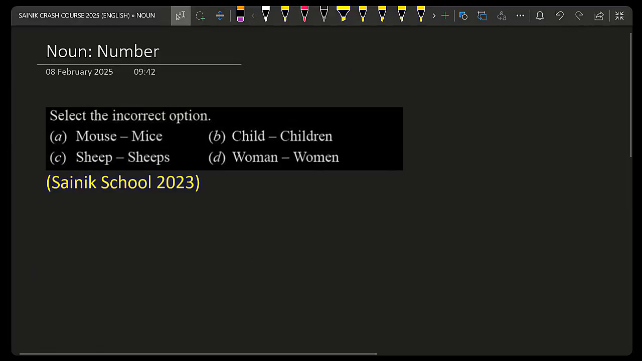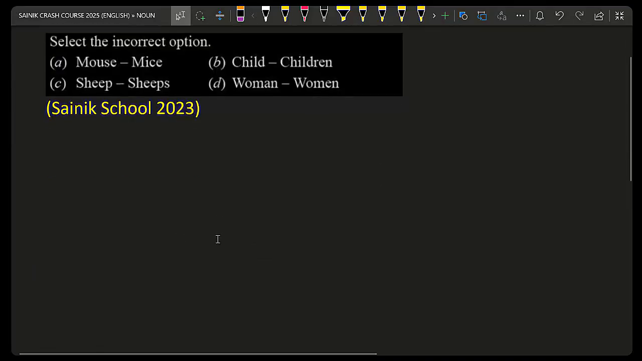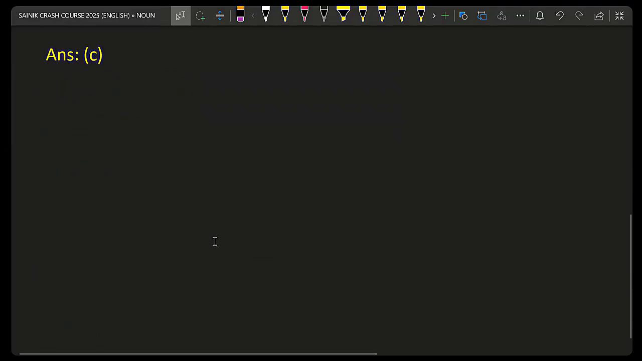Five seconds left, and time up. I got no votes for D and A. For B, I received one vote. But the maximum number of votes are for C. Let us check. Mouse, mice, that is the correct option. Mouse plural is mice. Child plural is children. But sheep plural is not sheeps. It is sheep only, as we just discussed. Woman, women, it is correct. Spelling will change. So the correct answer is C.